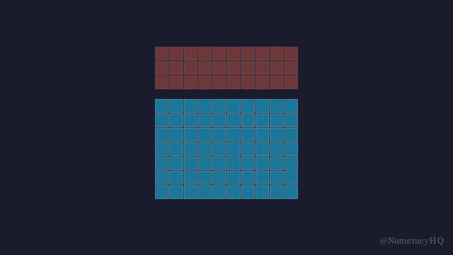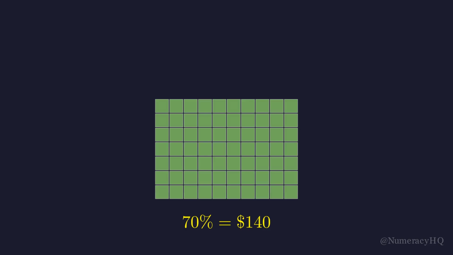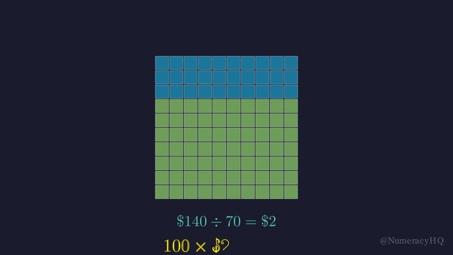Going backwards is where almost everyone falls into a trap. An item is 30% off, and the final price is $140. The discount came off the original price, so this 140 is not the whole grid. It is only the 70 squares that are left. So find the value of one square. $140 shared by 70 squares is $2 each. Now bring back all 100 squares of the original, and the answer appears: $200. No formula, just the grid.